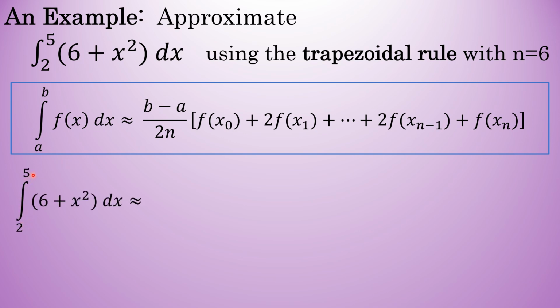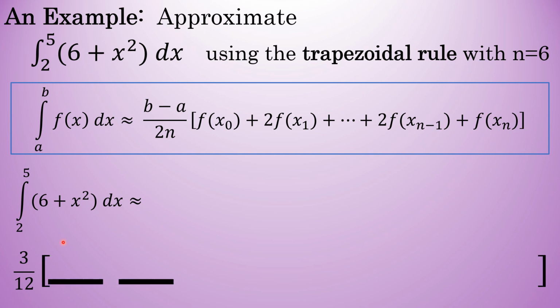The integral from 2 to 5 of 6 plus x squared dx is approximately equal to, by the trapezoidal rule, 3 over 12. The first part is fairly easy. b minus a over 2n is 3 over 12 because b minus a, 5 minus 2, is 3, and 2n, where n is the number of trapezoids being used, is 12. And then we're going to have some brackets and some terms added together inside of those brackets.